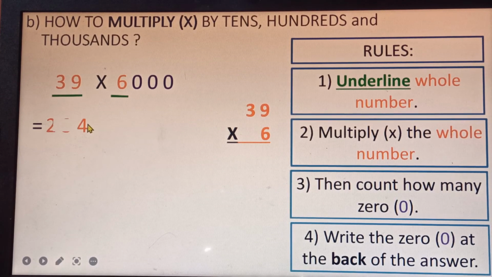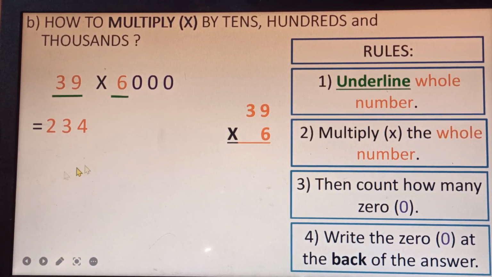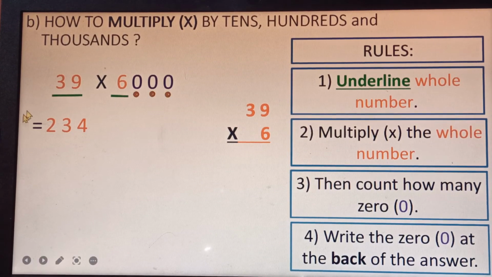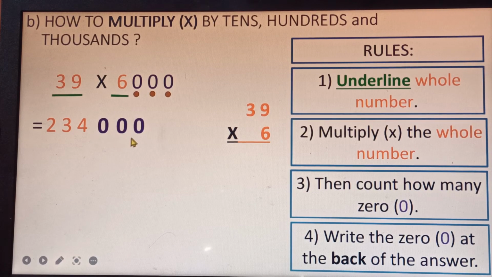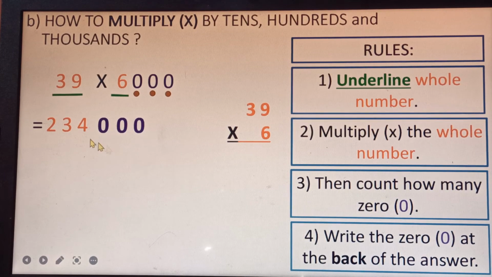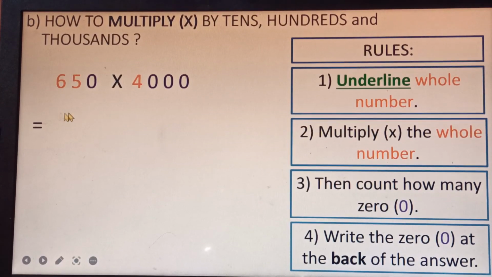And you got 234. Okay, so after we multiply the whole numbers, count how many zeros. From 39 here, can you see any zeros at the back? No, isn't it? So no need. So 6,000, any zeros? Yes, at the back there are 3 zeros, isn't it? 1, 2, 3. So you write down 3 zeros at the back of the answer you got earlier. And you got 234,000. Okay, let's see the next one.